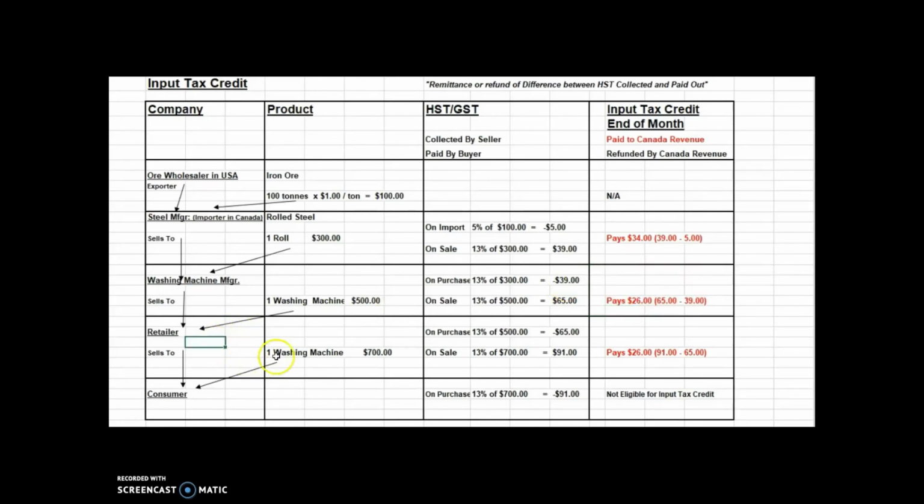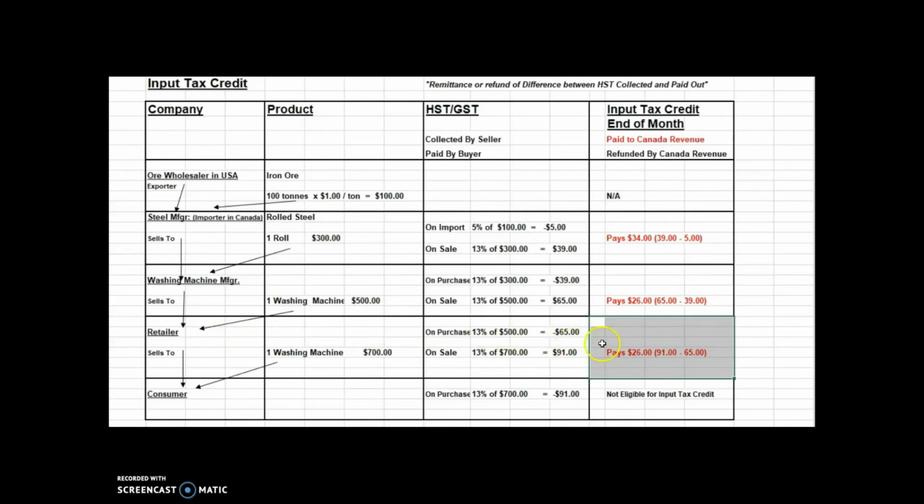The retailer sells the washing machine for $700 to the consumer. And on that sale of $700, they have to charge the consumer 13% HST, which is $91. At the end of the month, the retailer does their input tax credit. They tell the government, hey, I paid out $65 when I bought the washing machine, and I collected $91 when I sold it. They pay themselves back the $65 and send the government the difference. 91 minus 65 is $26. At the end of the month, the retailer hasn't paid any HST. They had it refunded to them.